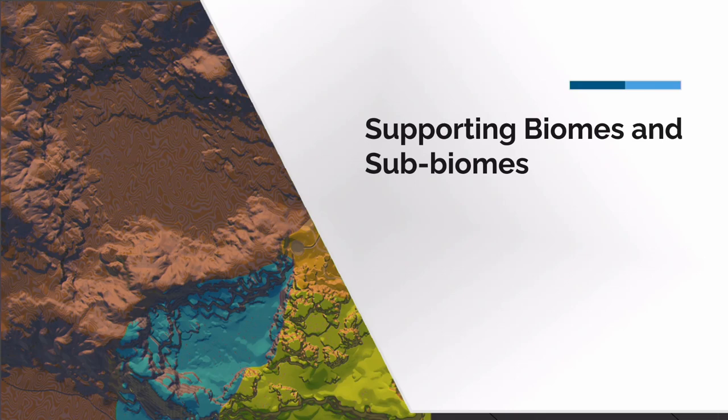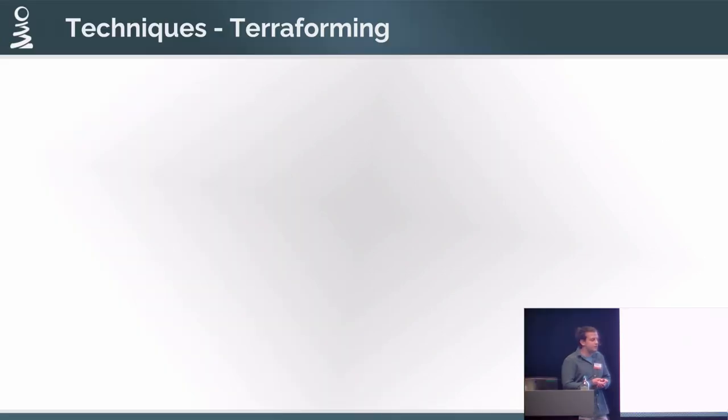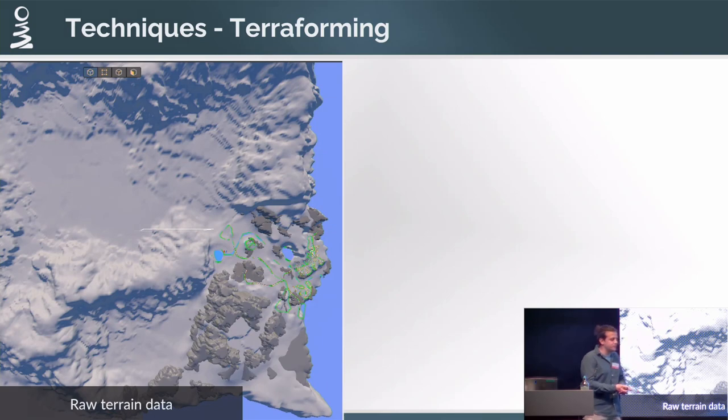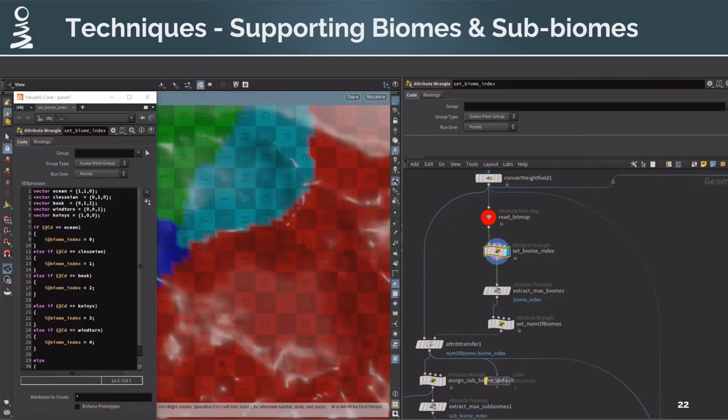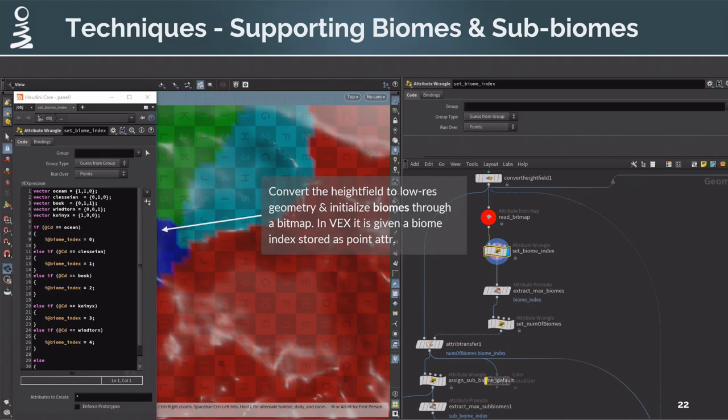In terms of supporting biomes and subbiomes, or how do we get from this raw terrain data to this nicely sectored terrain that has different rules, my process is very simple. I convert the initial height field, and through a bitmap, I feed it some colors that are then interpreted in VEX, and each color is assigned an index. Subbiomes, which are again under the biomes, are always initialized as index 0. You can do something cool like fracturing the terrain and giving it a random initialization value, but this is what we wanted in the end.